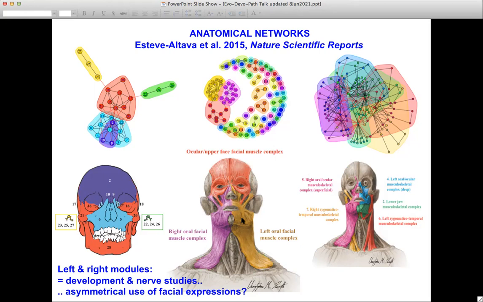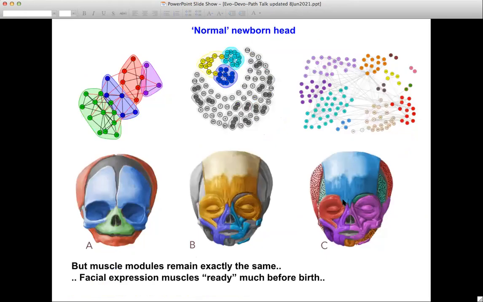The asymmetric movements are actually the ones that normally show us more complex emotions like loving someone or missing someone and so on. Of course, the more real network is everything together, bones and muscles, and seeing the modules we obtain. So now another level, we do the anatomical networks of so-called normal newborn heads, right? So here the cranium, skeleton, here the muscles only, and here the bones and the muscles.